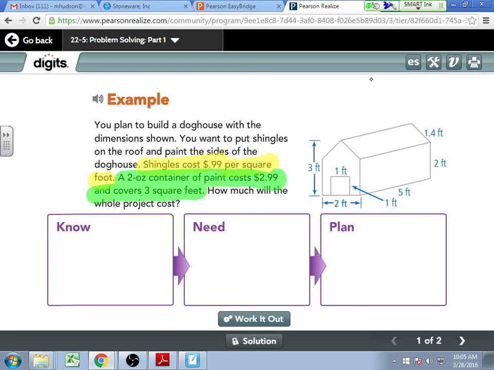Why do you think I'm starting with the roof? Isn't it because it's pretty easy? You know the edges of the roof are 1.4 feet, and it's going to be 5 feet wide, so all you have to do is multiply. What shape are the sides of the roof? Rectangles. Yes, so the roof is just 2 rectangles.